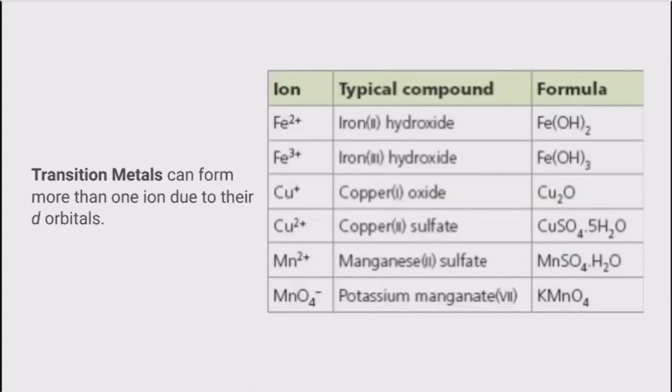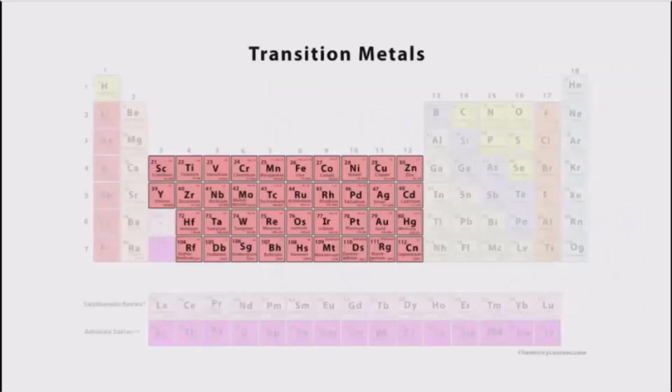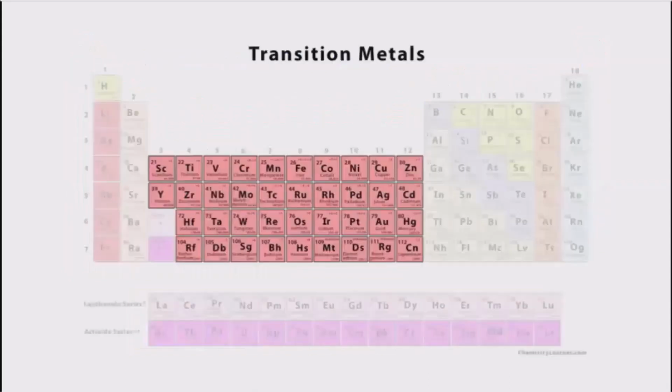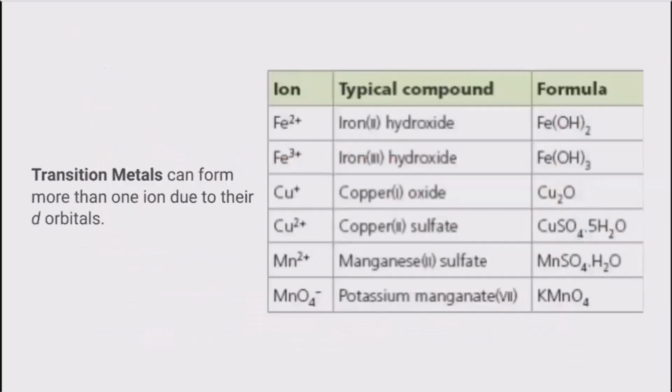But if we look at transition metals a little bit, you can see that they can form more than one ion. Most elements can only give as many electrons as are in their outermost shell, right? They can only react with those valence electrons. Transition metals are the weird ones because they can react with electrons in their inner shells and their d orbitals, which we'll go over later. But for now, remember that transition metals can form more than one ion due to their d orbitals.